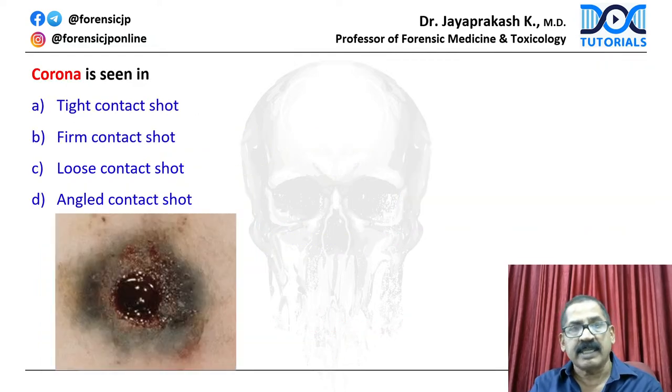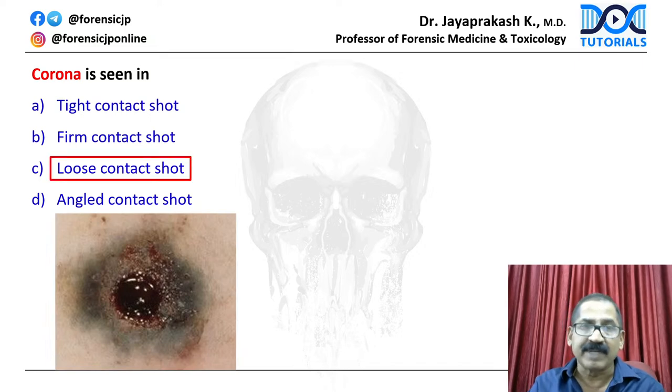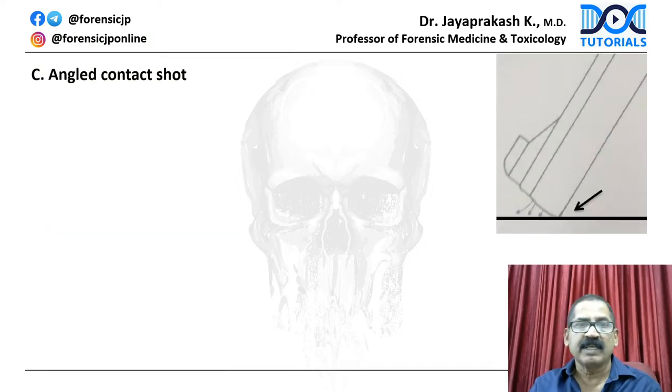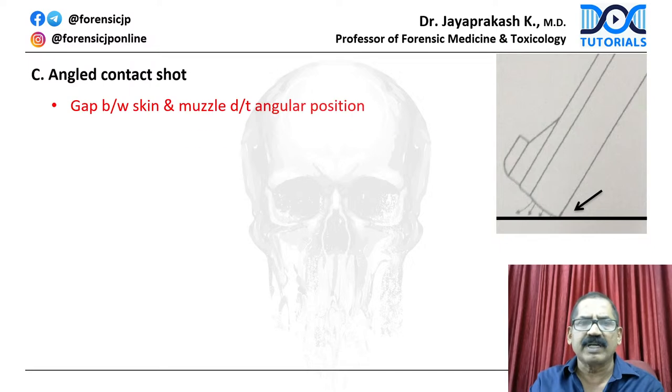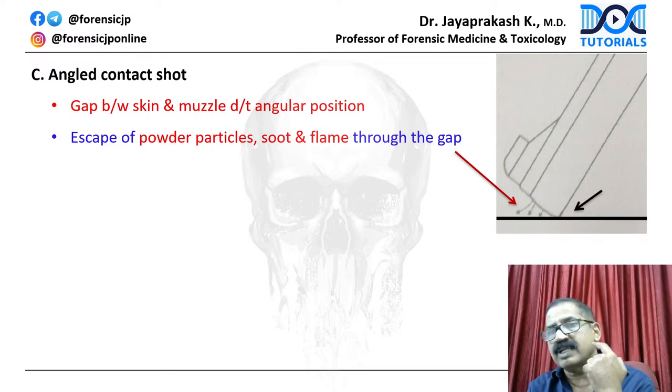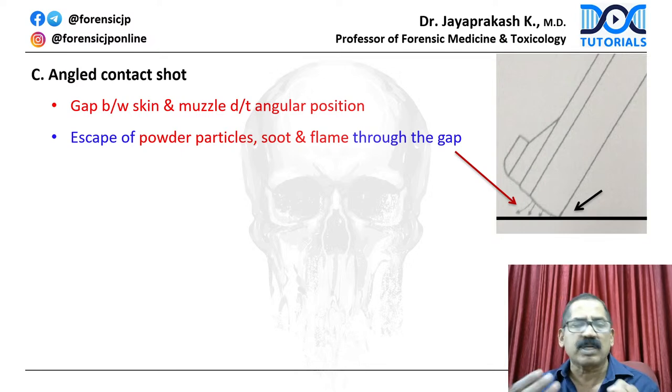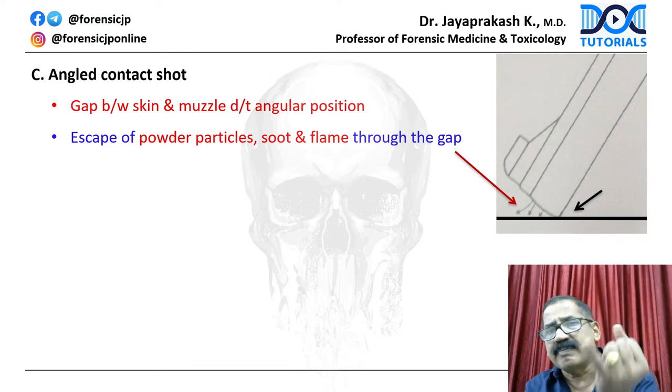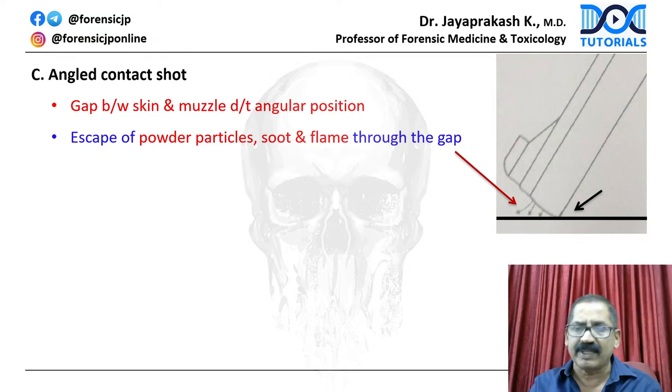Corona is seen in, already mentioned, loose contact shot. Number three, angled contact shot. As you see in the picture, there is an angle, so definitely there will be a gap between the muzzle and the skin, and through the gap only the bullet will not escape; all other products of firing may escape, just like your burnt, unburnt and partially burnt particles, the soot, the flame, hot air, everything.